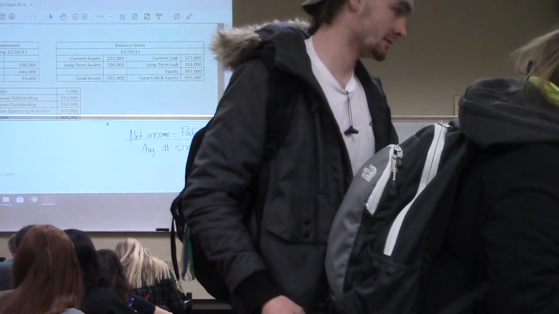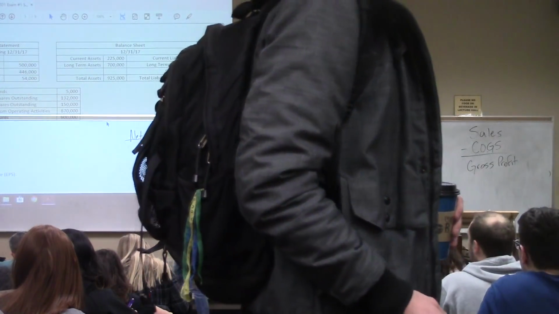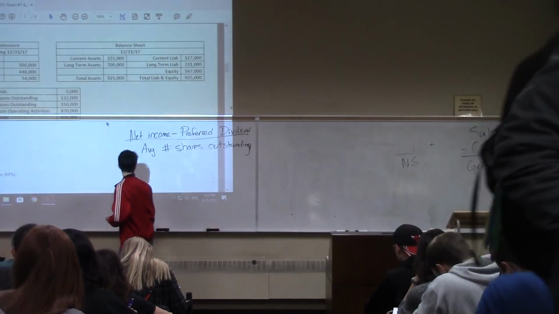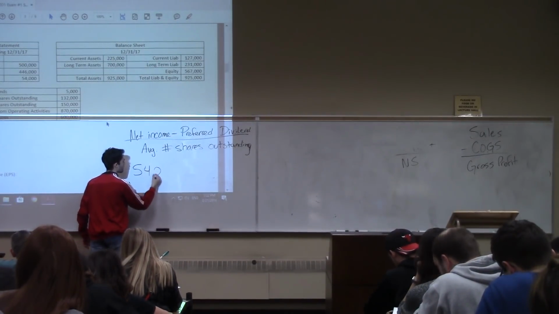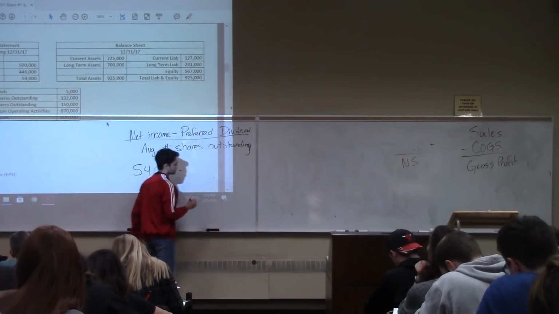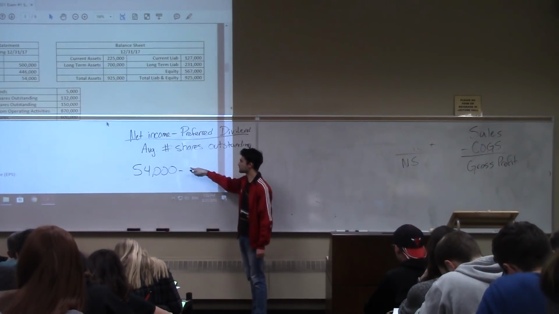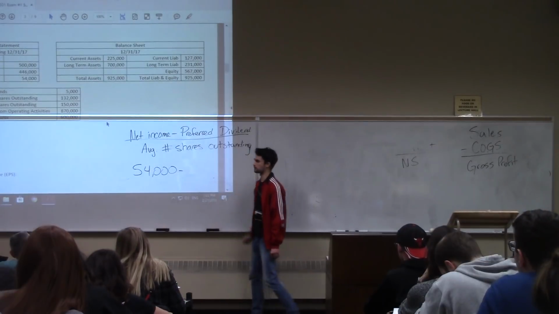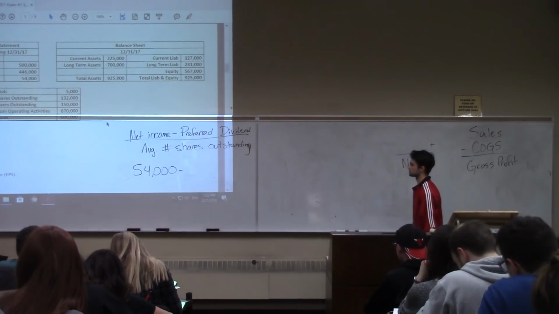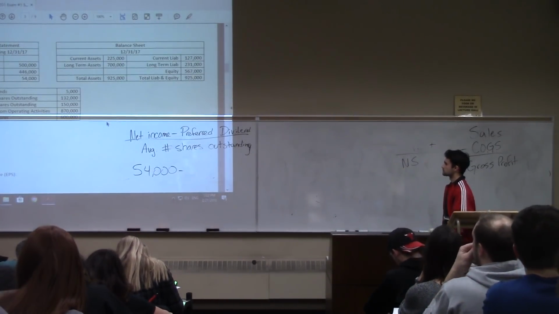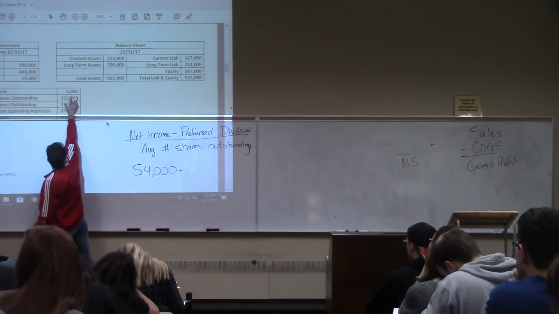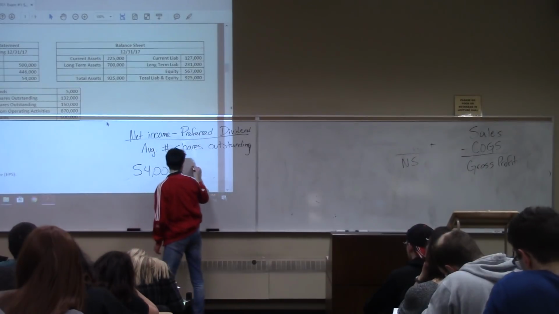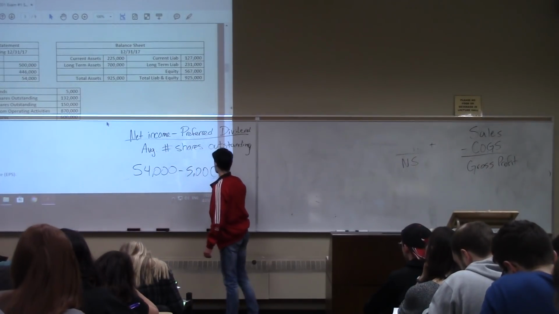So the numerator is pretty easy because they give us those numbers. You've got our net income on the income statement of $54,000. Can you guys see when I write in polite? Okay. 54,000, then our preferred dividends, which is stated right here. We gave out $5,000 in preferred dividends.